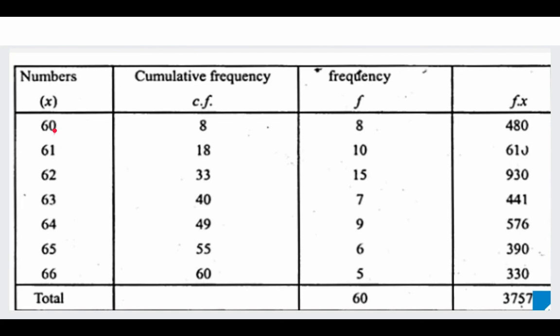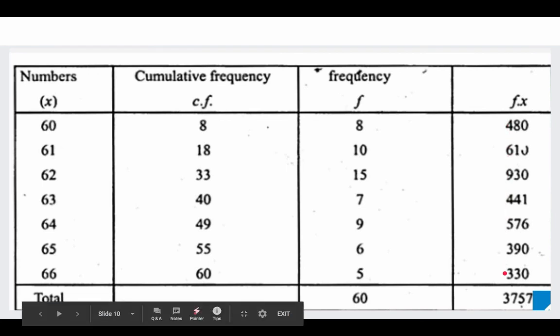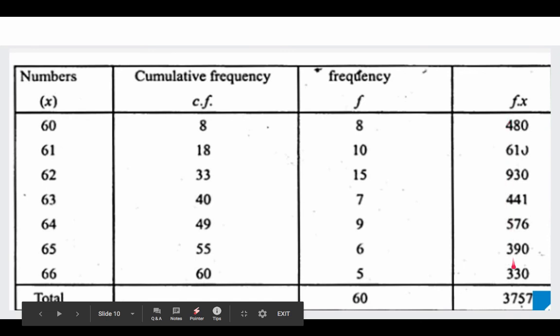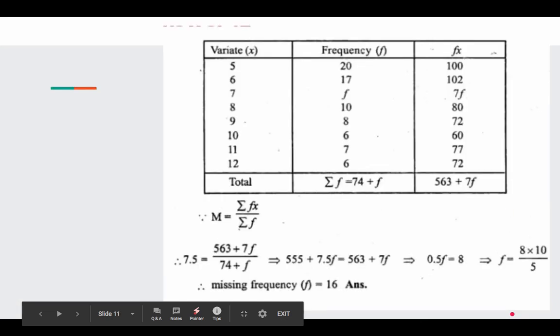60 into 8. 8 6s are 48, so 480. 10 into 61, 610. Similarly, 60 into 15, 930, and all will be done up till here. Clear? Once this is done, what is the sum of fx? Add all these. Let's see.